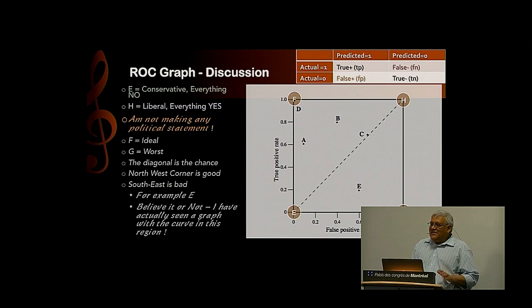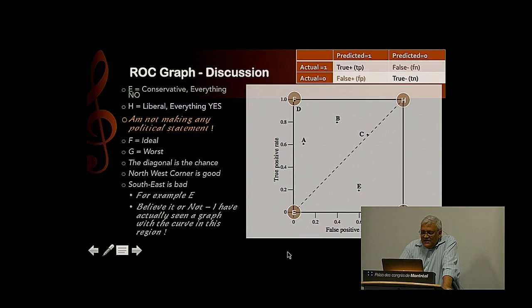Anyway, it's not a political statement, but the point is, E and H are interesting. This is 0, 0. You didn't identify any of the positive ones, and you didn't identify any of the negative ones as well. F is, of course, the ideal. You identified all the positive ones, and you didn't identify any of the negative ones. And G, of course, is the worst case. You went wrong on both sides.